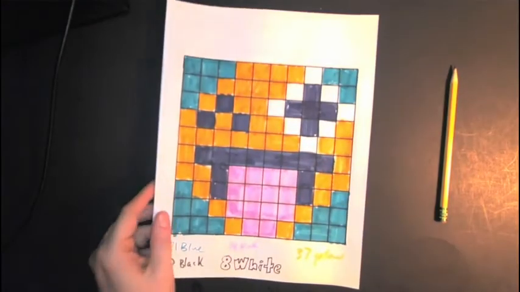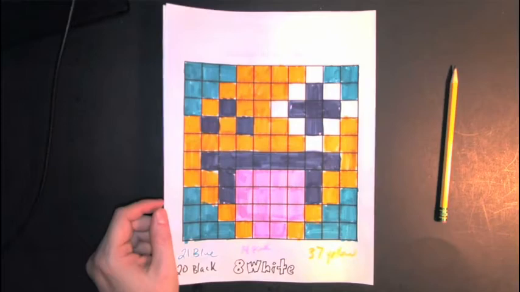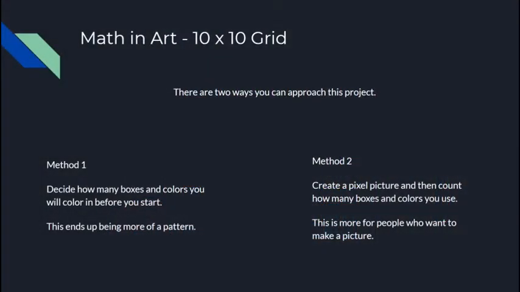So let's talk about what we are going to be doing. So you're going to get out your 10 by 10 grid. Again, if you can't print one, I will show you a website at the end of this that you can use, or you can use any kind of art program you have on your computer or device, or you can draw it. Then you are going to decide, there's 2 ways you can approach this project.